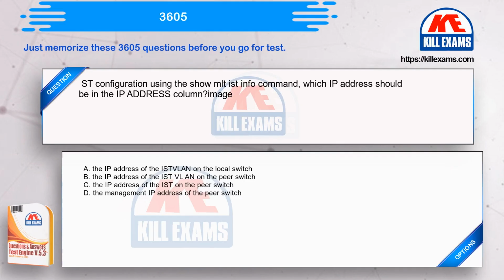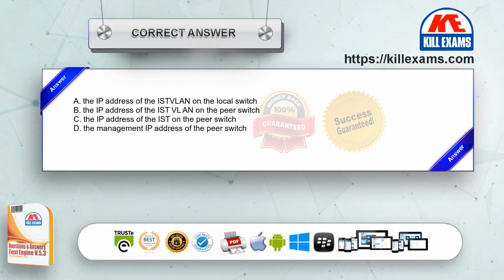In an SMLT configuration using the show mlt ist info command, which IP address should be in the IP address column? Option A. The IP address of the IST VLAN on the local switch. Option B. The IP address of the IST VLAN on the peer switch. Option C. The IP address of the IST on the peer switch. Option D. The management IP address of the peer switch. The correct answer is option B.